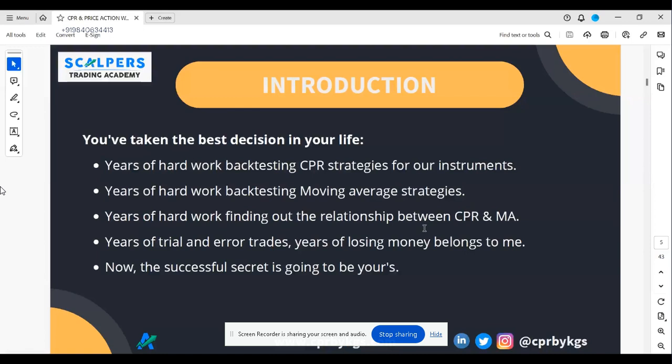I have backtested all the CPR strategies, whichever I have covered. I have backtested all the moving average strategies, whichever I have covered. And years of hard work finding out the relationship between CPR and moving average. Actually, this CPR I have learned from the Frank Ochoa book. You all know very well. And the moving averages I have learned from the Oliver Willis books and videos.